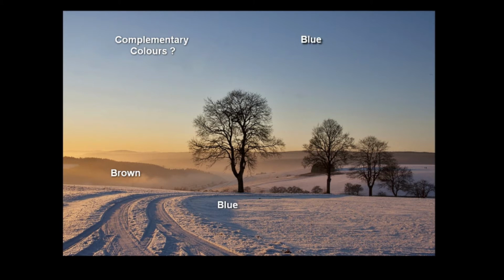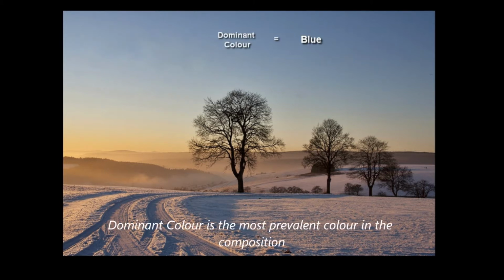What is the dominant color? A dominant color is a color that appears most often in the composition. In this case, blue appears throughout this subject, in the sky and in the shadows of the snow.